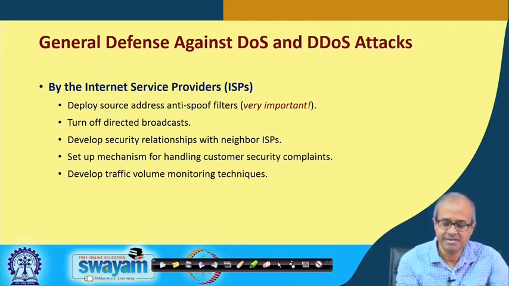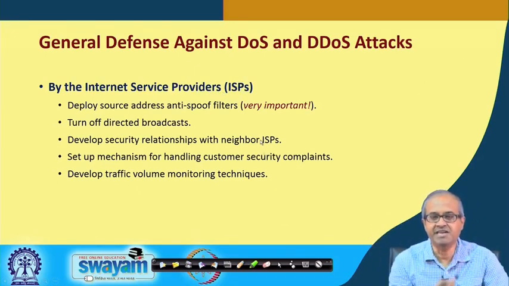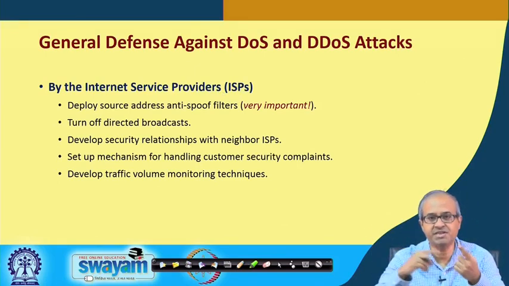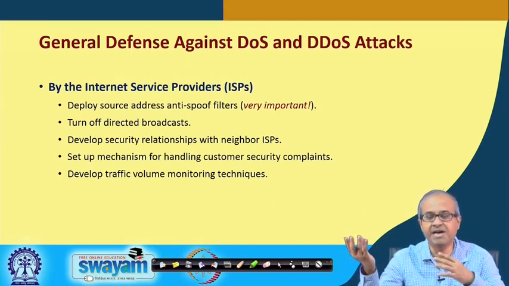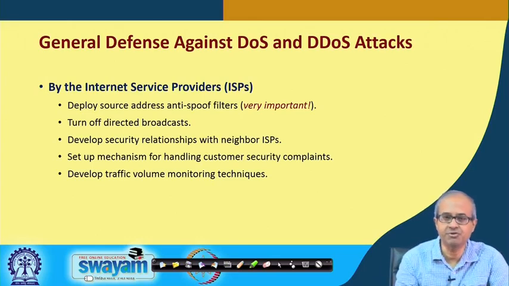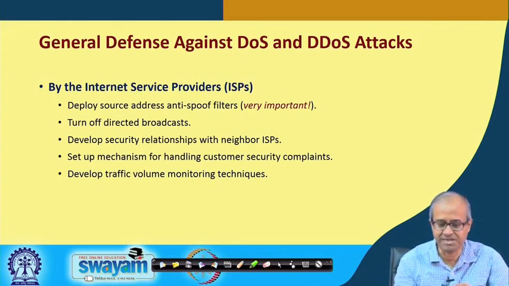Okay. Not only the ISP, you have to be in constant touch with the other neighboring ISPs. If a neighboring ISP finds something suspect, they will inform you, so that you can also take appropriate measures. And you should continuously monitor traffic volumes. Whenever you see that traffic volume on some of the links is increasing in an abnormal way, you can guess that some kind of attack is being mounted. Okay.